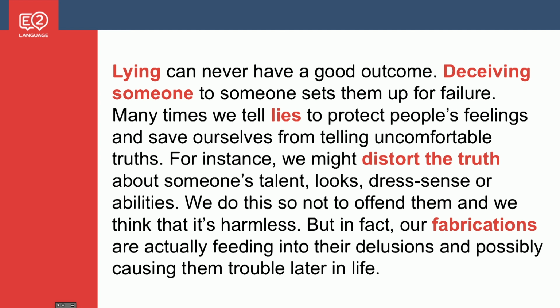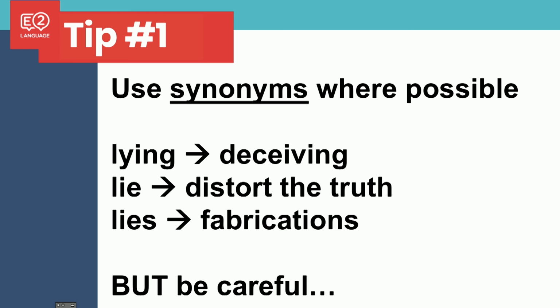Okay, so instead of lying, you could say deceiving someone. Instead of lie, you could say distort the truth. Or instead of lies, plural noun, you could say fabrications. So the first tip, and this is extremely important, is that you should use synonyms where possible to vary your vocabulary. Lying could become deceiving. Lie as a verb could be distort the truth. Lies, plural noun, could become fabrications.